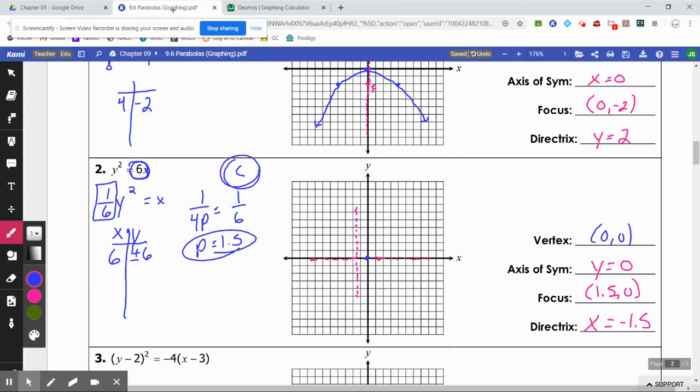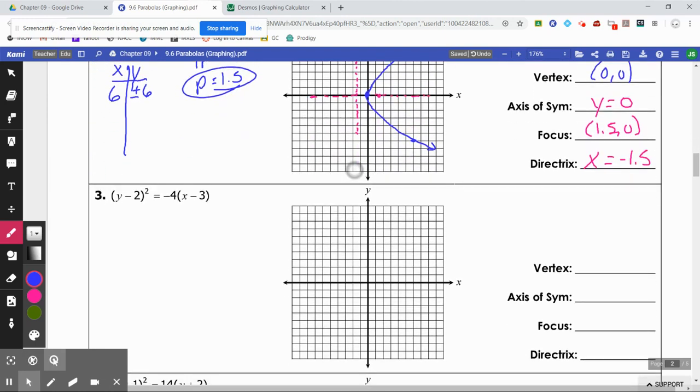You get 6, or because of that axis of symmetry, negative 6. So there's your two values, and then you can use those to draw your parabola. It'll look something like that.